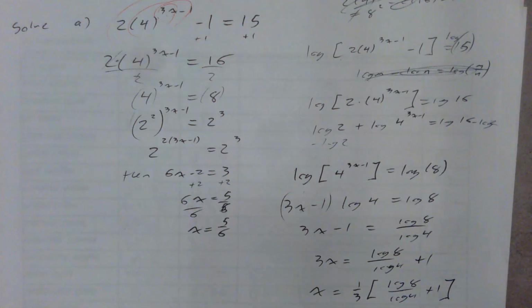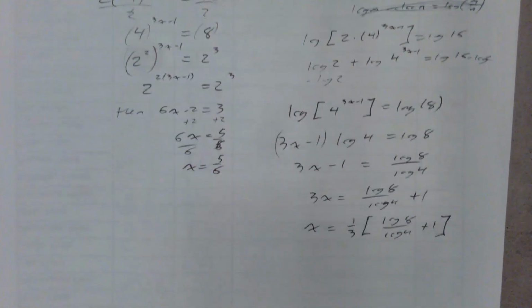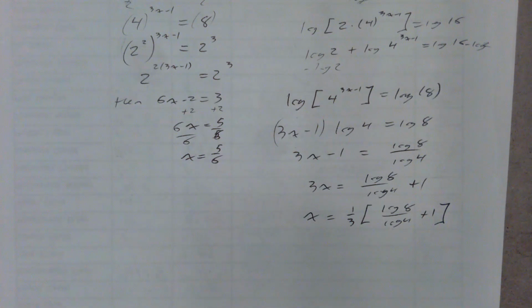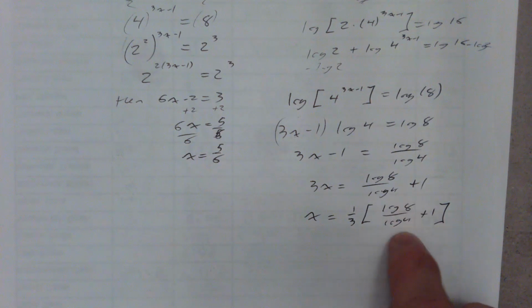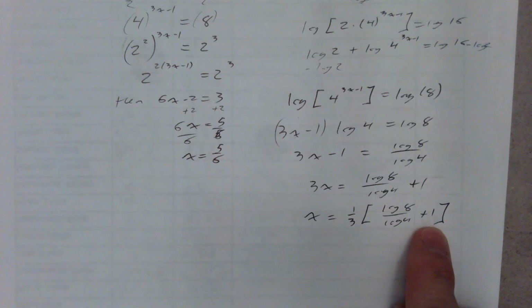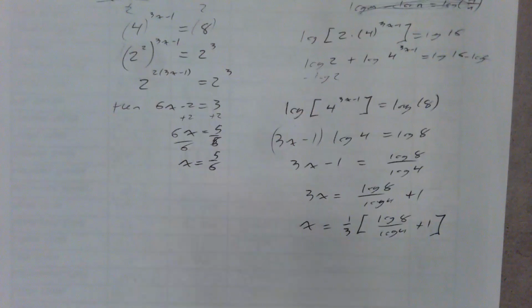Now, I guess this is kind of the challenge, because I don't see that this number is going to be 5/6. I might have to look really carefully here and see that I could switch this to log base 2 of 8 divided by log base 2 of 4, which is going to be 3/2, and 3/2 plus 1 is 5/2, and 5/2 times 1/3 is 5/6.